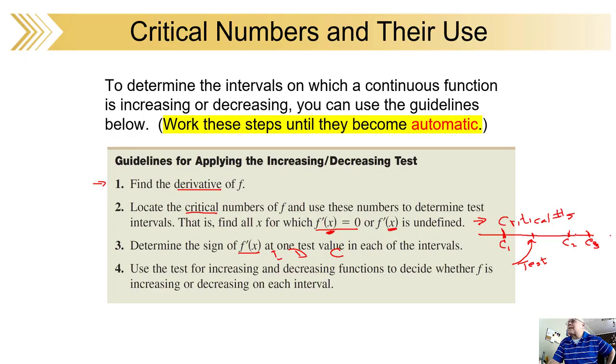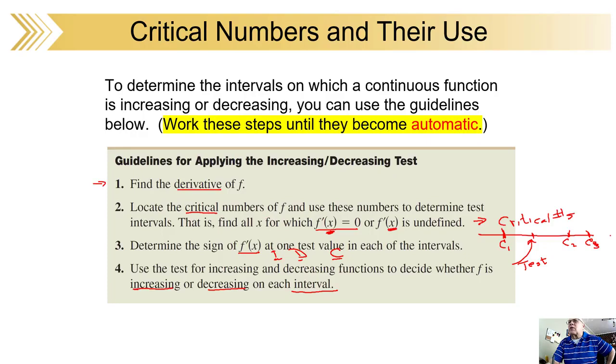Pick any number that's convenient or some number that attracts you for whatever reason. Put that into your derivative. See whether you get a positive, a negative, or a 0 for your derivative in that interval. All it takes is just one check. See whether it's increasing or decreasing on each interval.